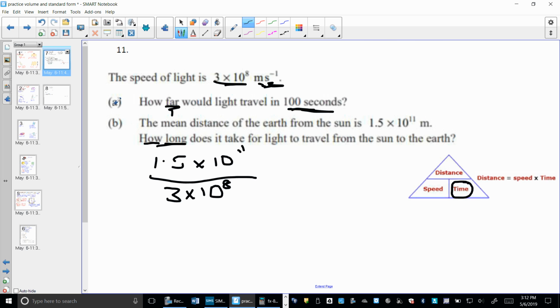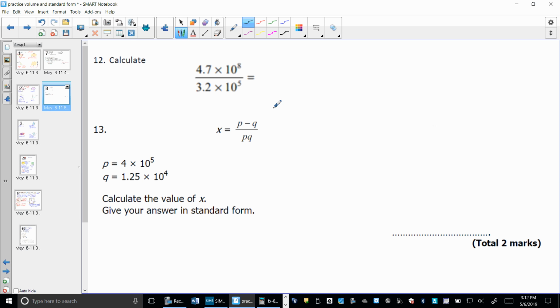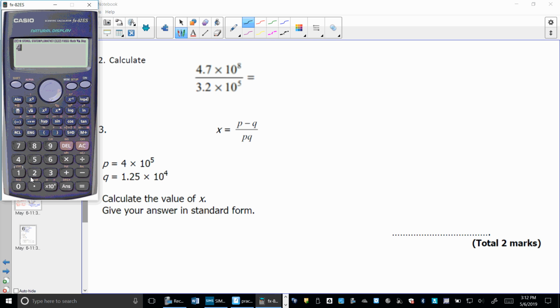And the last few questions. This one here, how are you going to do this one? Just tell me how you're going to do it. Put it in your calculator. Exactly. 4.78 divided by 3.25. If you get an answer like that, remember, press SD. Now you're going to have to change that to be standard form probably, unless they accept it in that format.